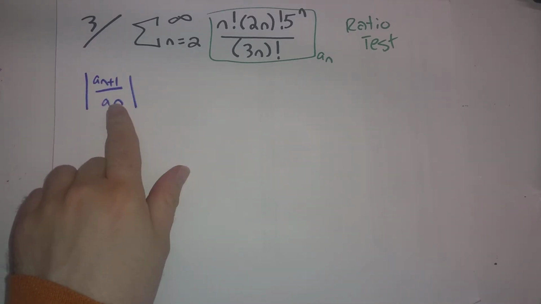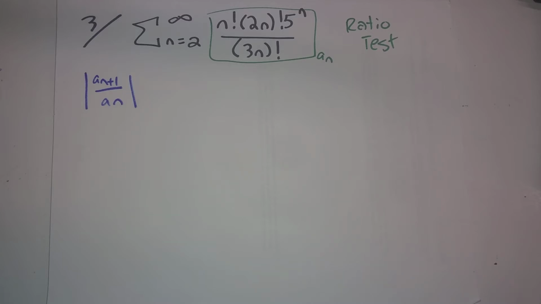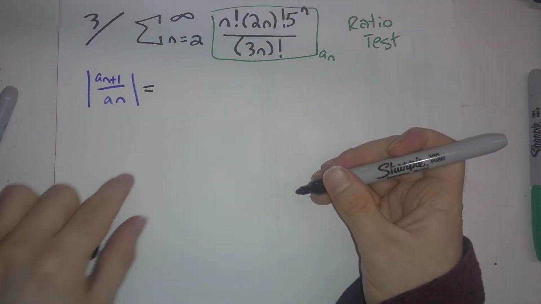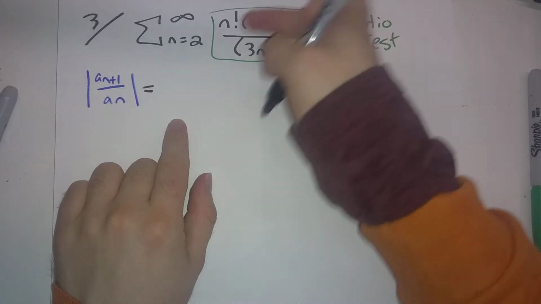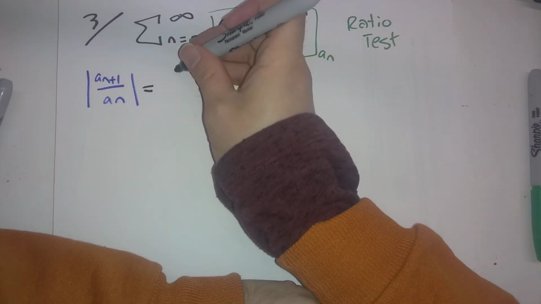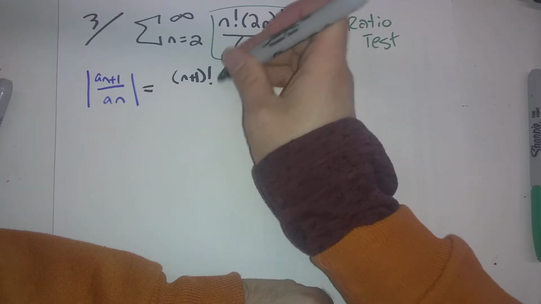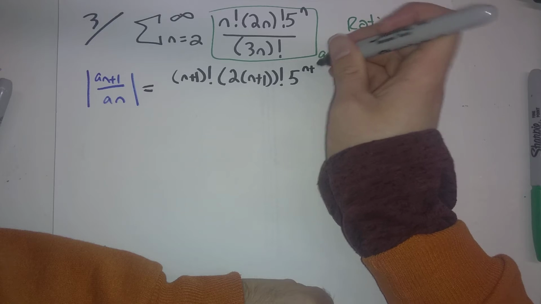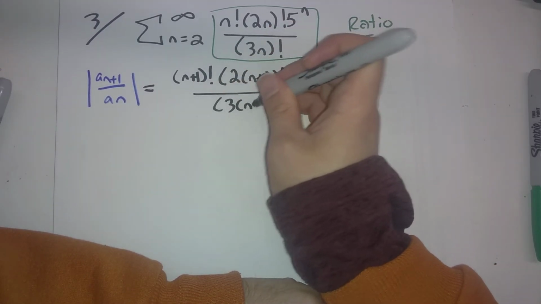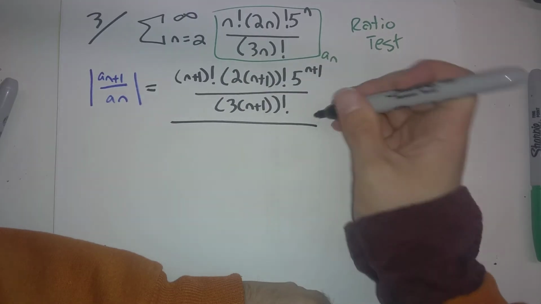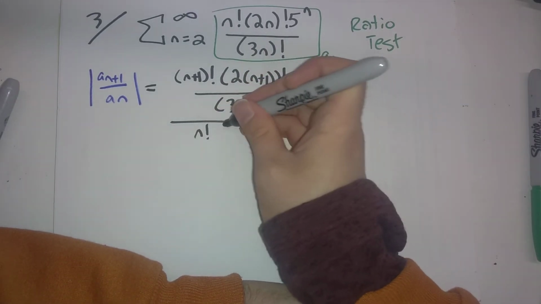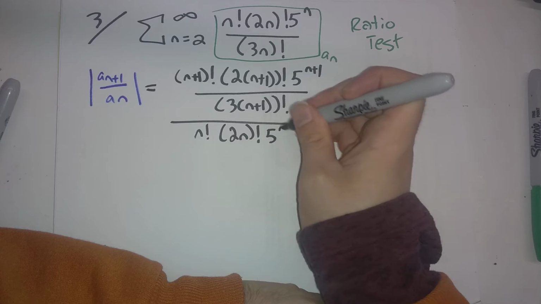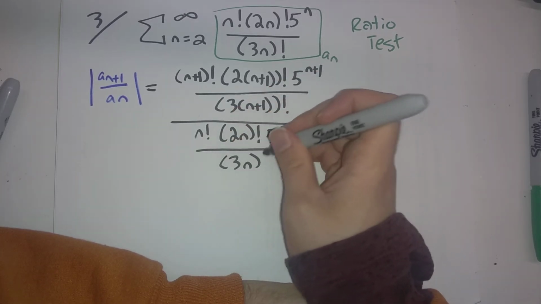So first I'm going to calculate out this ratio and then simplify as much as I can, and then I will take the limit of it. Okay, how to tackle this? For a sub n plus 1, everywhere I see an n, I replace it with an n plus 1. So (n plus 1) factorial times (2 times (n plus 1)) factorial times 5 to the n plus 1, divided by (3 times (n plus 1)) factorial. All of that over n factorial times (2n) factorial times 5 to the n divided by (3n) factorial.